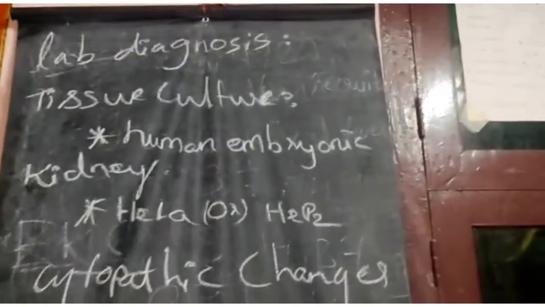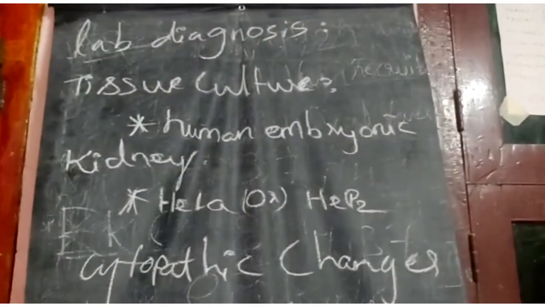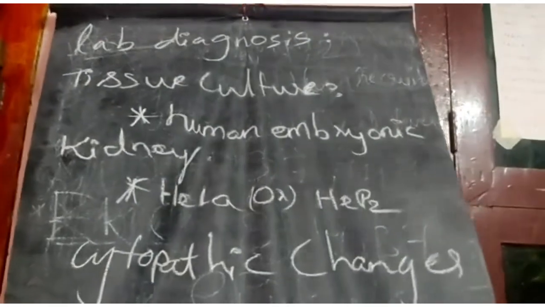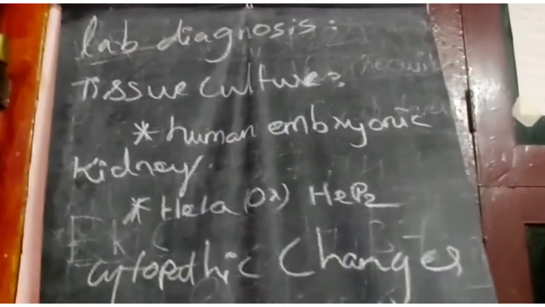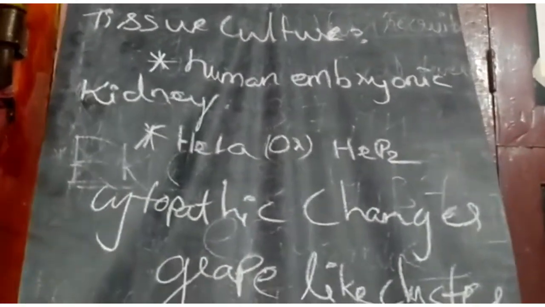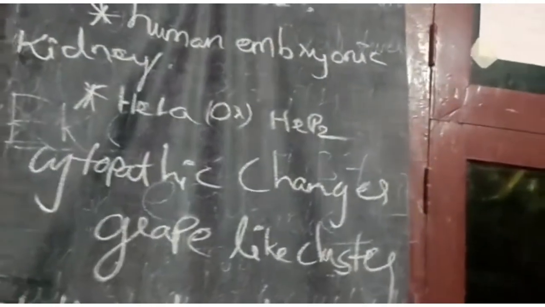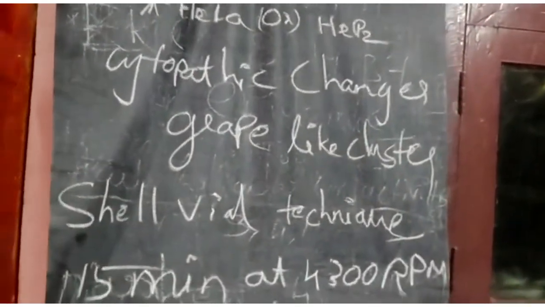Diagnosis of adenovirus. First one, tissue culture. Human adenovirus grows only in cells of human origin, like human embryonic kidney, HeLa or HEp-2 cells. The cytopathic changes may take several days to develop and consist of cell rounding and aggregation, with grape-like cluster formation. And then another technique is the shell vial technique.